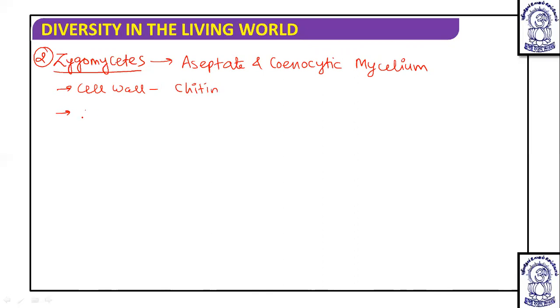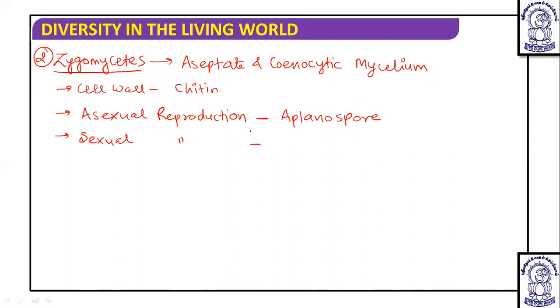When we talk about reproduction, reproduction is of two types, that is asexual reproduction. And asexual reproduction occurs by formation of sporangiospores, that is specifically aplanospores. Then when we talk about sexual reproduction, it is known that sexual reproduction occurs by gametangial copulation.